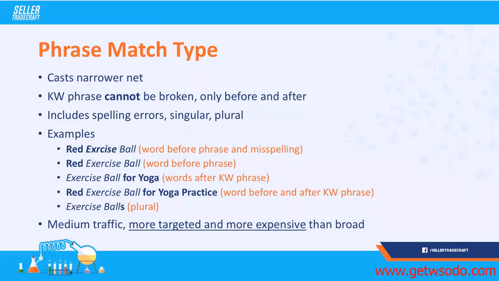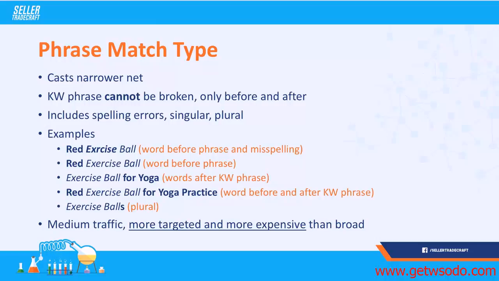Next, we have the phrase match type. So phrase match casts a narrower net than the broad match. And this is how. The keyword phrase, in other words, let's say exercise ball, cannot be broken apart. So the variations can only exist before the keyword phrase and after the keyword phrase. And like the broad match, it also includes spelling errors, singular, and plural. So let's go through these examples.